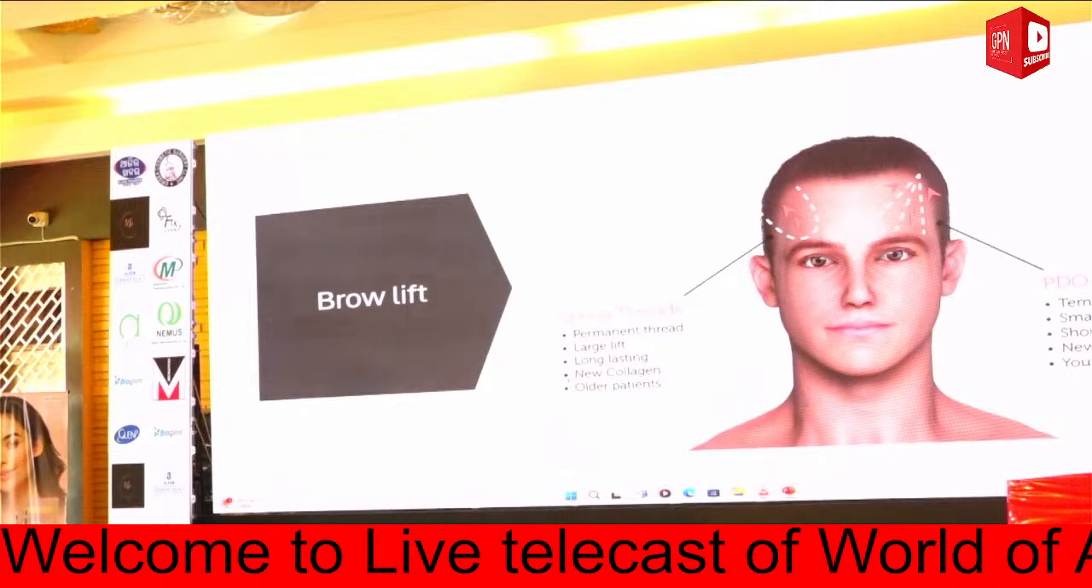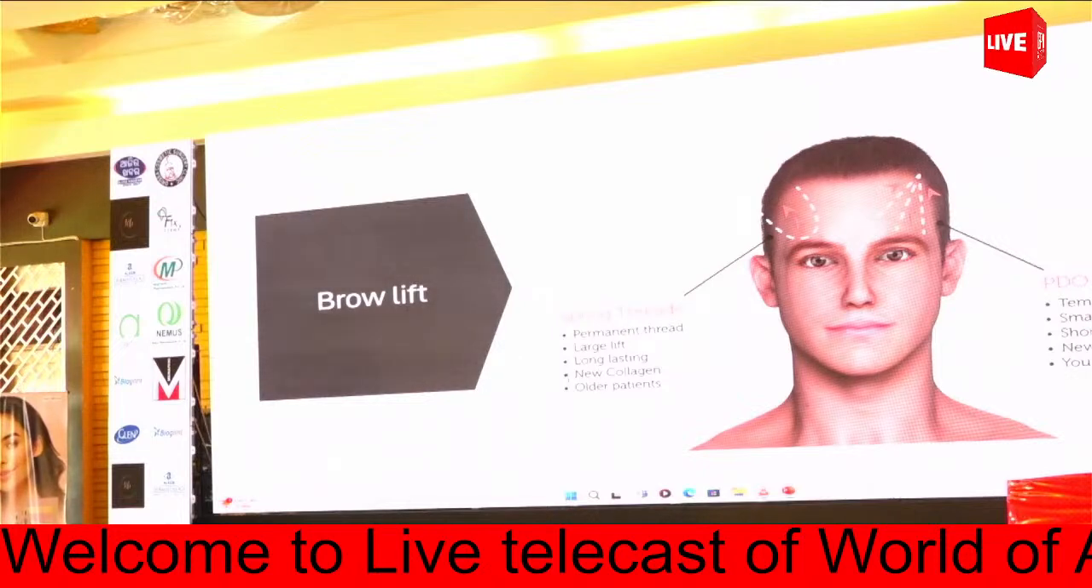What all can be done? We can do a brow lift. Brow lift can again be done in two ways. One, by the spring threads which are non-absorbable. They are inserted from the temporal region and the brow is almost hung on the thread, hooked around the brow. It is usually used in male patients where larger lifts are needed and in older patients who are not very fit for surgery.